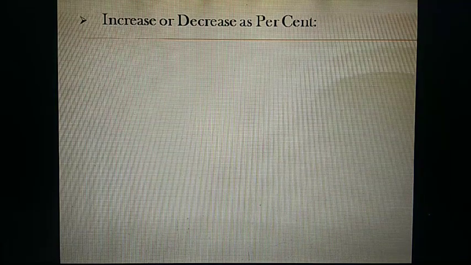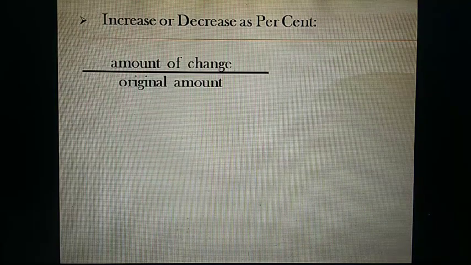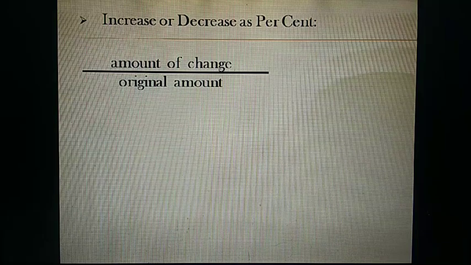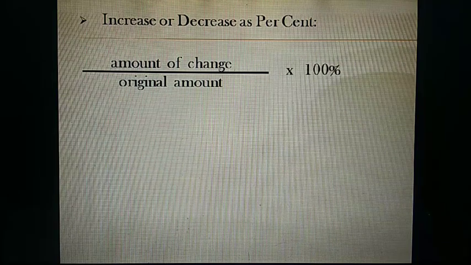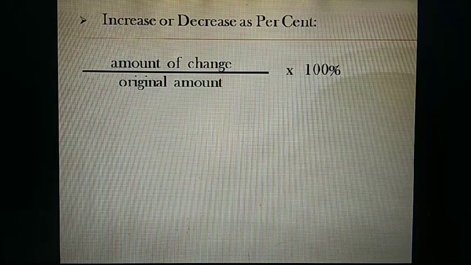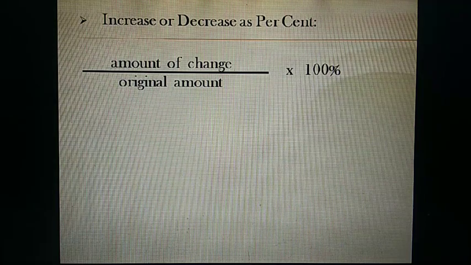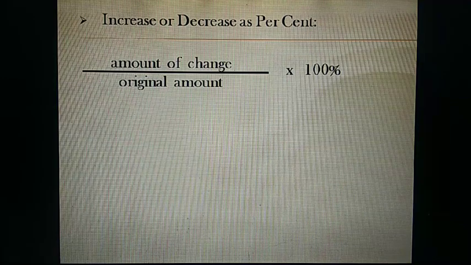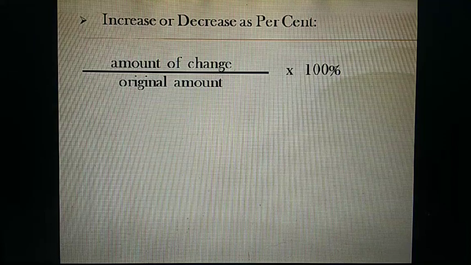The formula is amount of change upon original amount into 100%. Amount of change means the change made between the two values given to you. Original amount means the starting value.